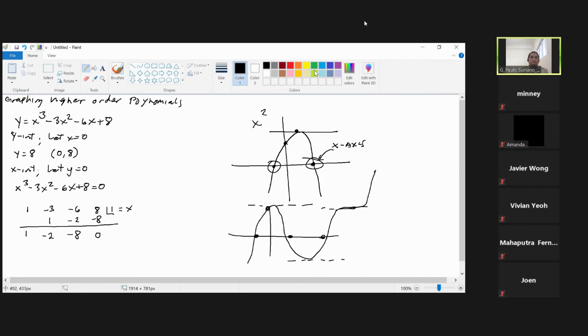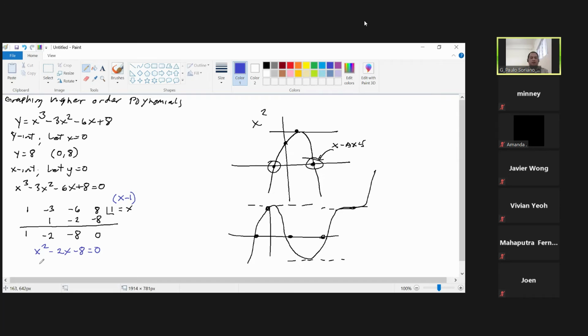Maybe I was too fast. Okay, so this one, we have here x minus 1 is our factor. Right? Yes, teacher. Okay, so this one now can be written in quadratic form, which is now x squared minus 2x minus 8 equal to 0.